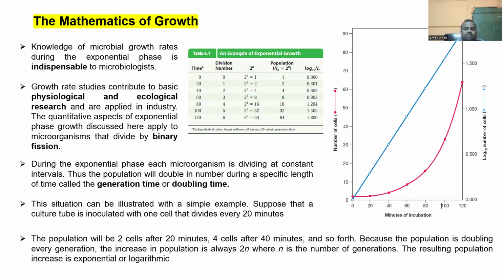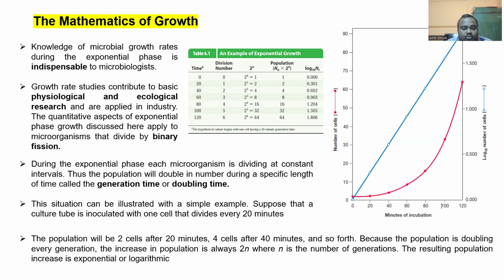During the exponential phase, each microorganism divides at constant intervals, and thus the population will double in number during a specific length of time called the generation time or doubling time. Here you can see a table, an example of exponential growth. Look at the time, the division number and its kinetics. The situation can be illustrated with a simple example.